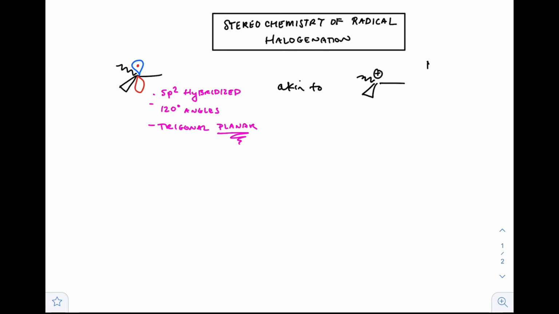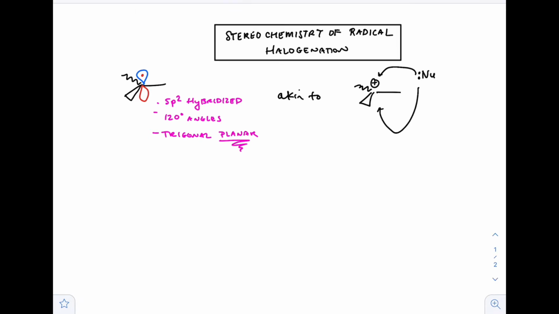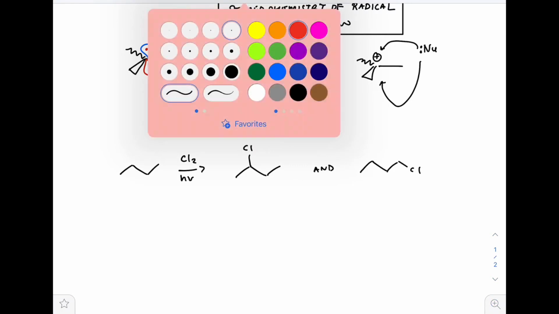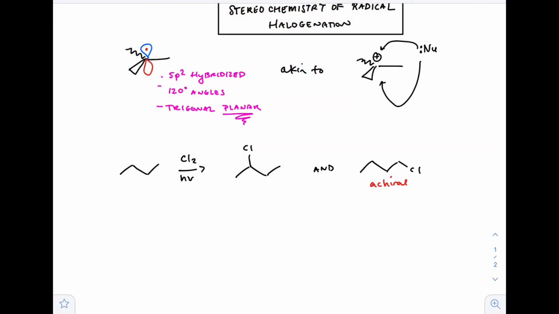So remember when we had carbocations for nucleophilic substitution, we ended up with a racemic mixture because that nucleophile can attack from the top or the bottom, and sterics wasn't an issue. It didn't come into play because it's a planar molecule and the statistical probability of attacking from the top and the bottom was the same. Okay, and so that's going to be the case for radicals as well. If we have these two possible compounds for chlorination of butane, one of them is achiral, and the other is going to form two enantiomers, but in a 50-50 mixture. So it's a racemic mixture.